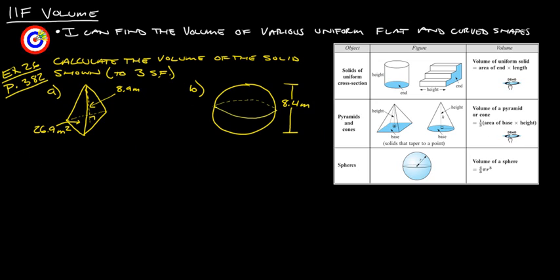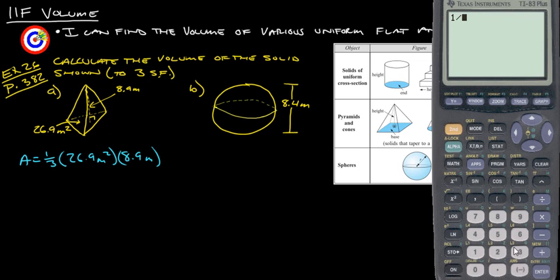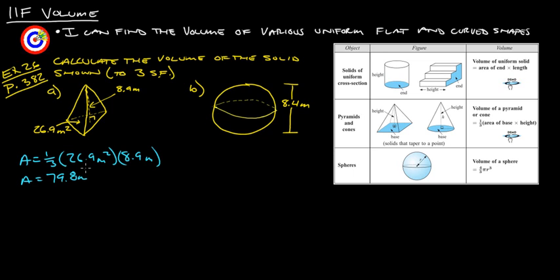So the volume here is going to be 1/3 the area of the base, which they actually give us. That's nice, 26.9 meters squared, times the height, which is 8.9 meters. Oh, just meters, excuse me. Alright, so we do 1 divided by 3 times 26.9 times 8.9. That gives us 79.8 meters cubed for that one there.